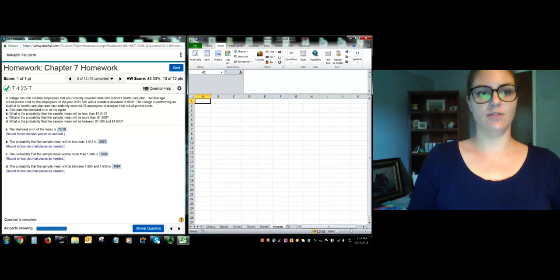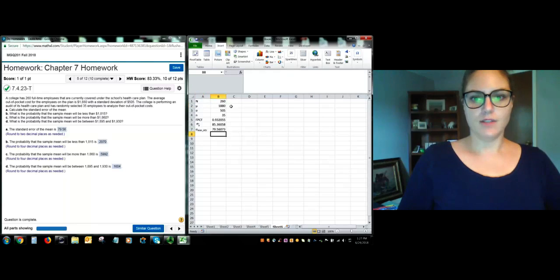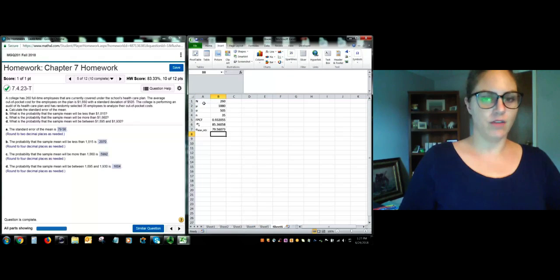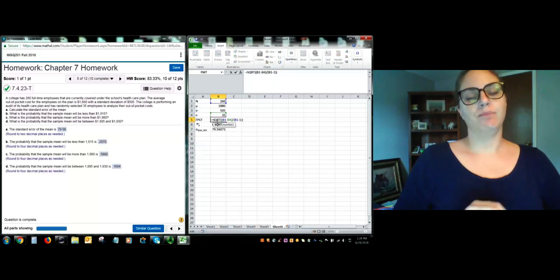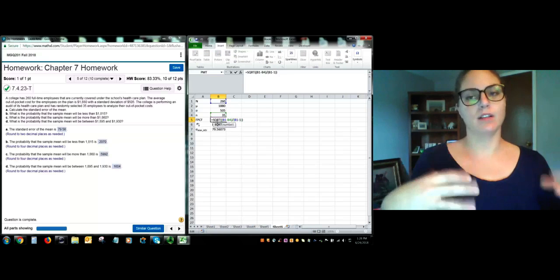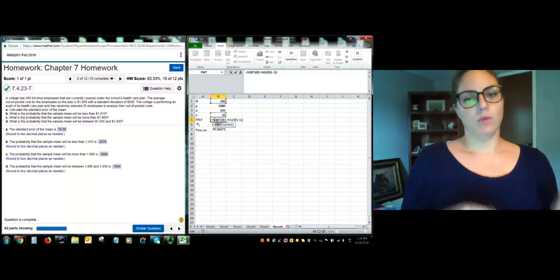Okay, a college has 260 full-time employees that are currently covered under the school's health plan. Again, alerts, alerts. This is telling me there's 260 people in this population. Here what I've done is I've filled in all of the necessary information. We have a big N, we have mu, an average from our population, sigma, we have little n, and now because I know I have a big N, I know I have to apply a finite population correction factor, which is again given by the square root of big N minus little n over big N minus 1.